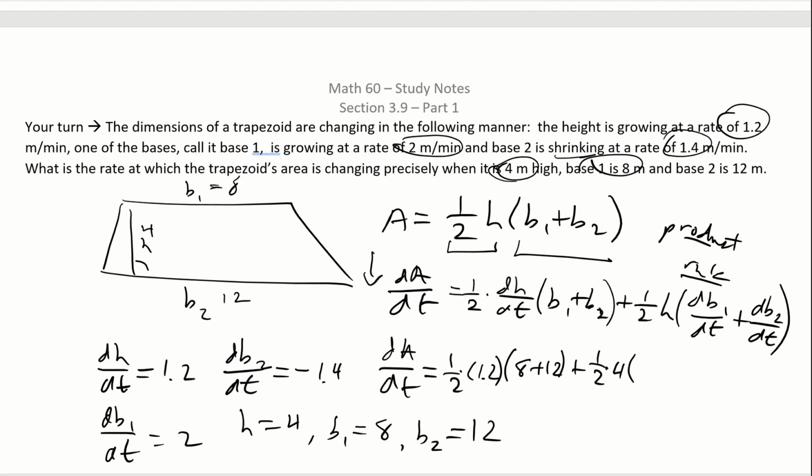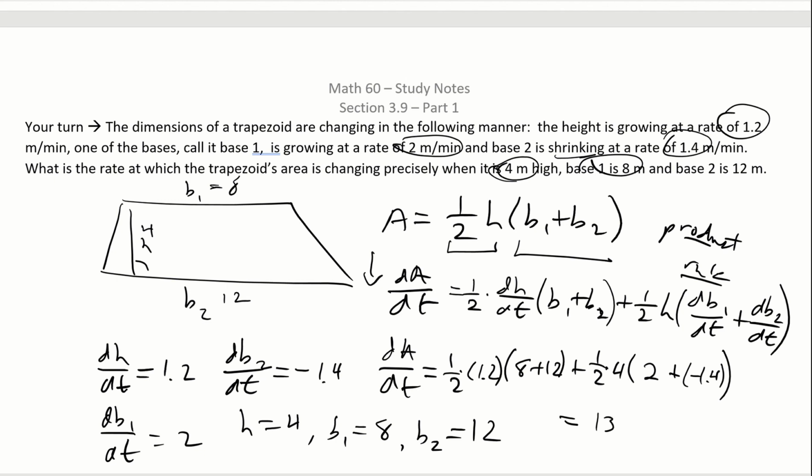It's easy for me because I already solved it. And then what's dB1 and dB2? Well, dB1 is 2. Plus, but then dB2 is the one that's shrinking. It's a negative 1.4. And you can see it's just a matter of adding these numbers up. And I did this problem, and I got 13.2.